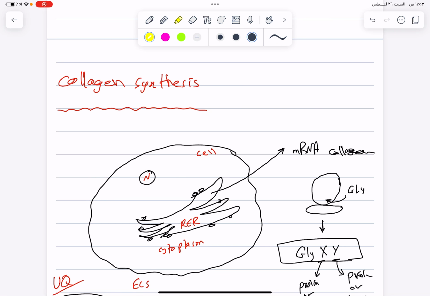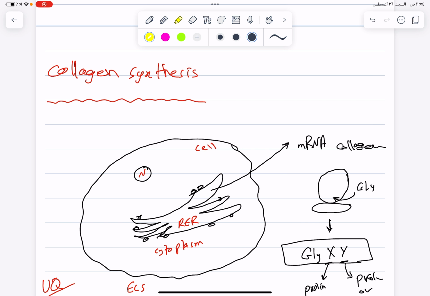Hello everyone. So we have a high yield concept that appears repeatedly in the exam and has multiple clinical correlations. A lot of diseases are associated with this topic, which is collagen synthesis.